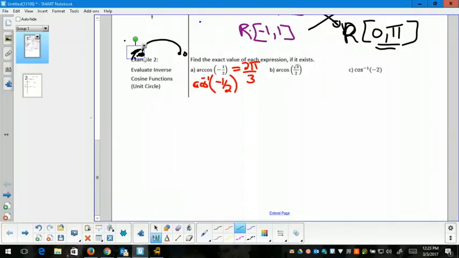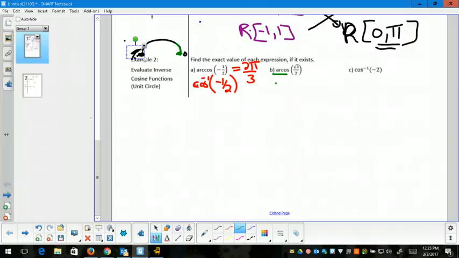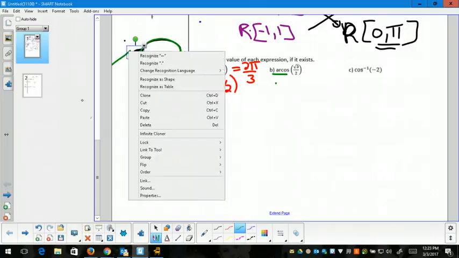And then arc cosine, or cosine inverse, of square root of 3 over 2. Since it's 2 pi over 3, don't you have to do like negative pi over 6? No, I can't, because for cosine, I'm in quadrants 1 and 2, which goes from 0 to pi.